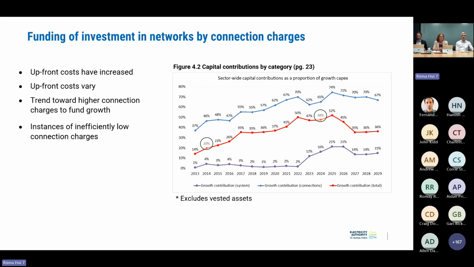If upfront charges are set very low, existing consumers may be subsidising connection growth. Where connection charges are very low, the cost of providing a connection is met by the distributor and flows through to a higher regulated asset base, and the costs are met by other consumers.